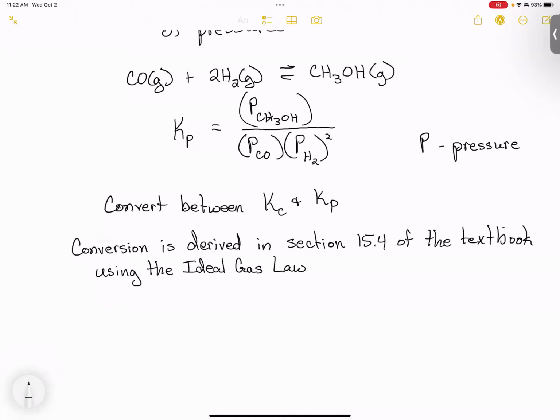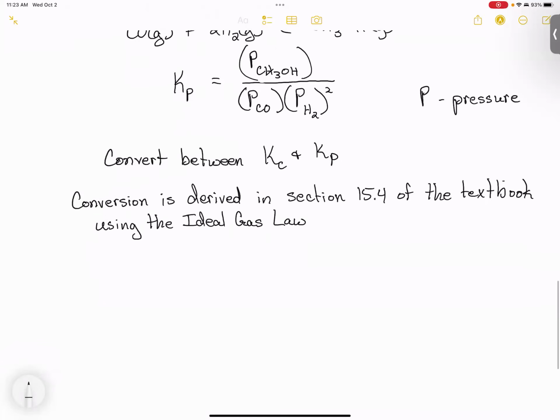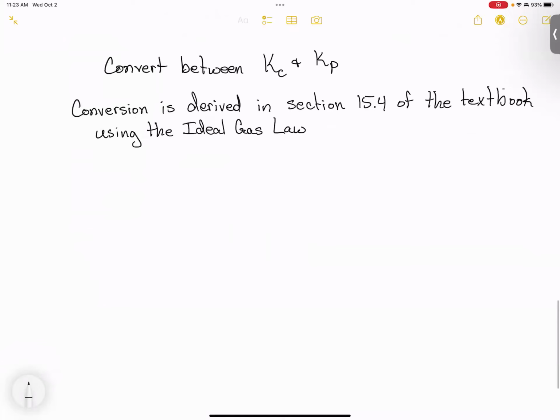Now, I am not going to spend time deriving this one. Instead, I'm just going to give you the equation. And that equation is Kp is equal to Kc times the ideal gas constant times temperature raised to the change in n. So let me identify all these parts. Kc, Kp, okay, those are equilibrium constants.